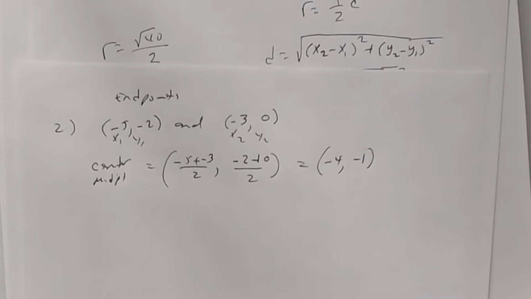In order to write the equation of a circle, what else must I know? The radius. Well, how can you find the radius given the endpoints of the diameter?